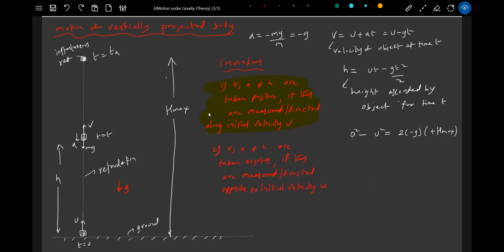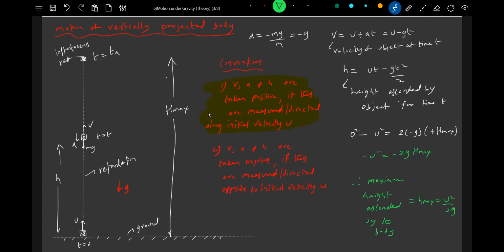So are you getting the reason why g is negative? Because it's measured opposite to the initial velocity. Why is h max positive? Because it is measured in the direction of initial velocity. Solving this, what is the maximum height ascended? The maximum height ascended by the body is h max equal to u square by 2g.